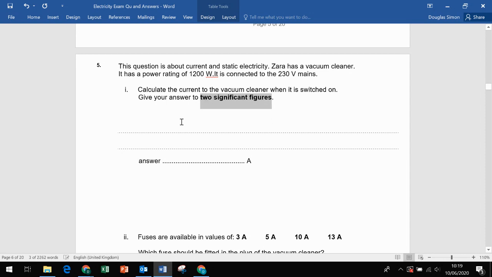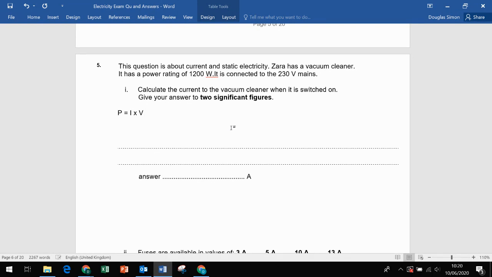It's amazing how many people forget to do this, and this is always a mark. You just get a mark for doing this. So we've got power and we've got voltage. What equation relates power and voltage? Well, it's current times potential difference. So power is IV. We want the current, so I'm going to do it this way: 1200 watts, which is the power, is equal to the current times the voltage.